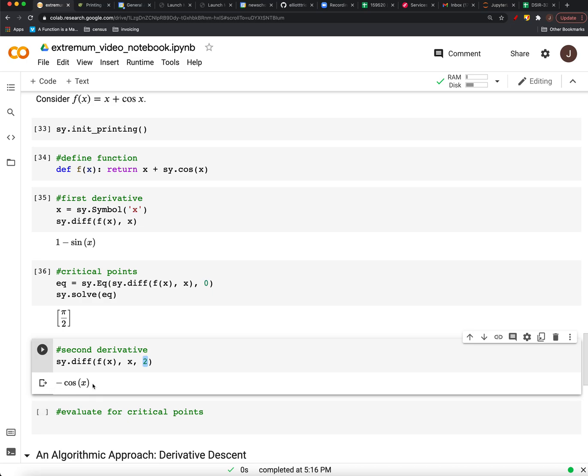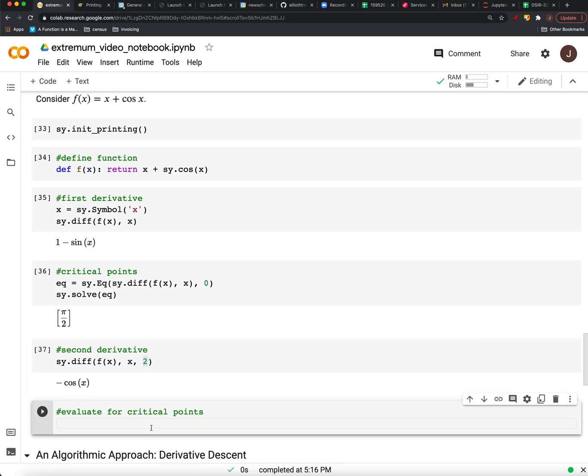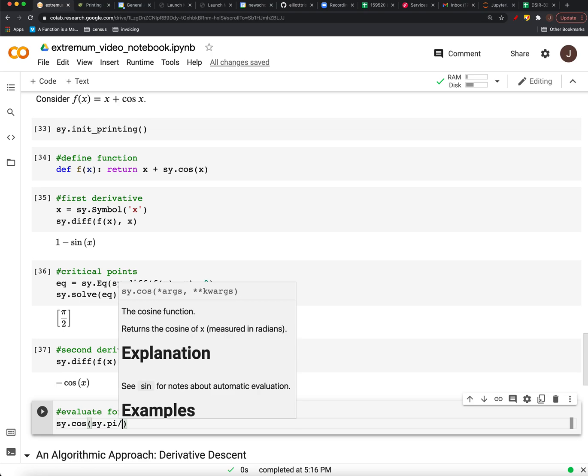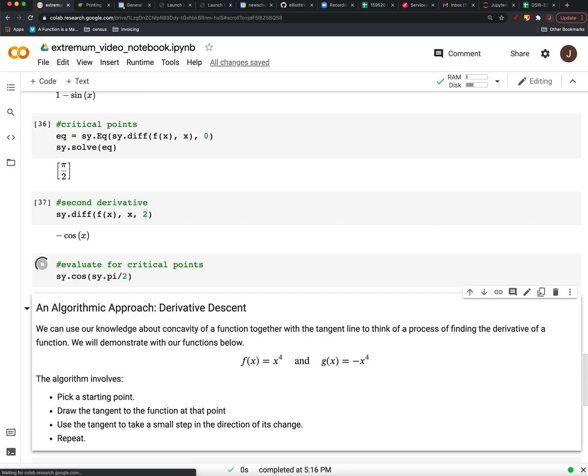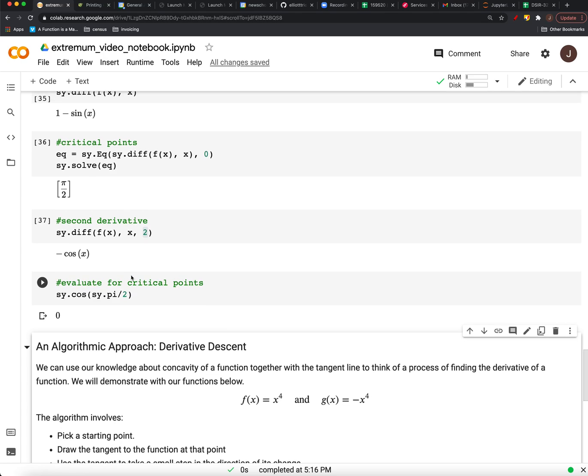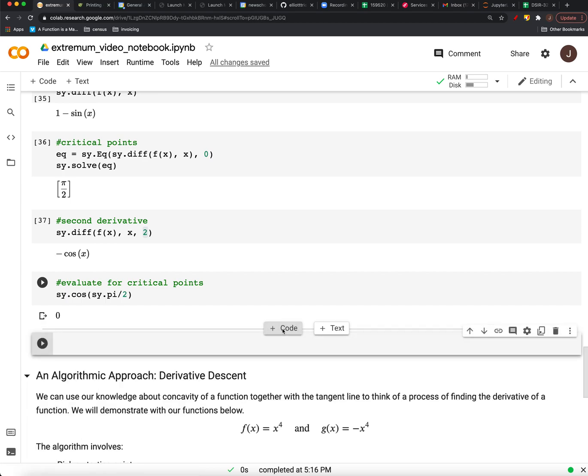And if we evaluate that at the critical value, all right, what is, cos of pi over 2, that's 0. So inconclusive. So now maybe, let's go ahead and look at this again.